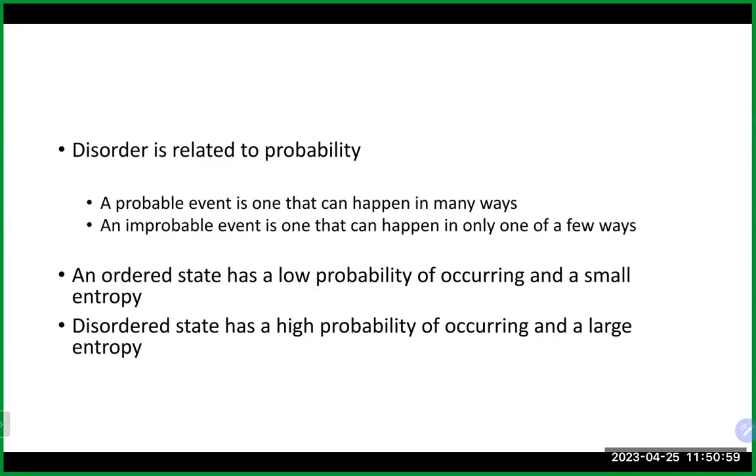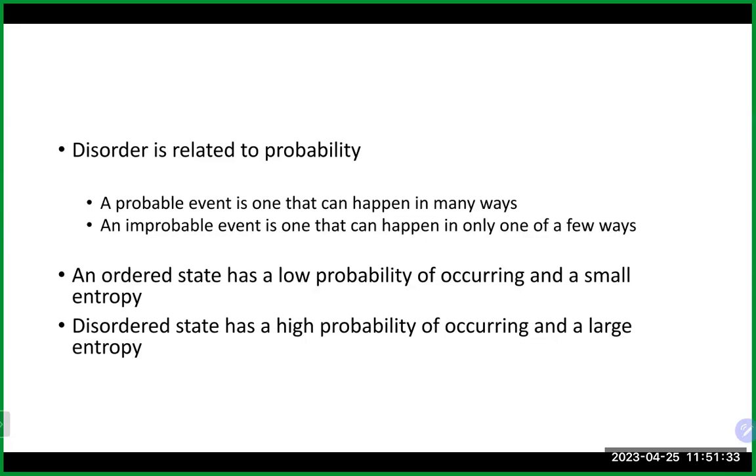If this room had no doors, just a very small window like in the top left corner, and we needed to exit the room, that might be a more improbable event, as there's only one way in and out through a very small window. So when we have an ordered state, with a lot of long range order, there's a low probability of that occurring and a small entropy. There's really only one way to put it together correctly.